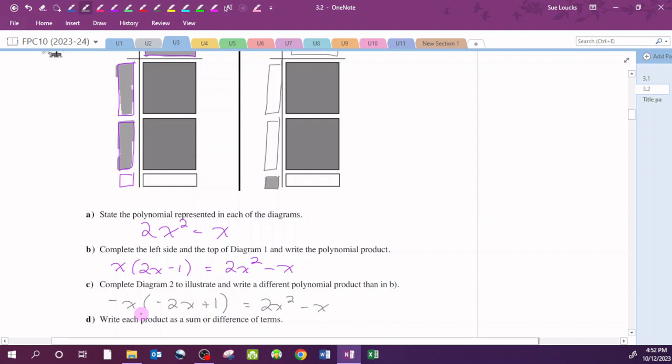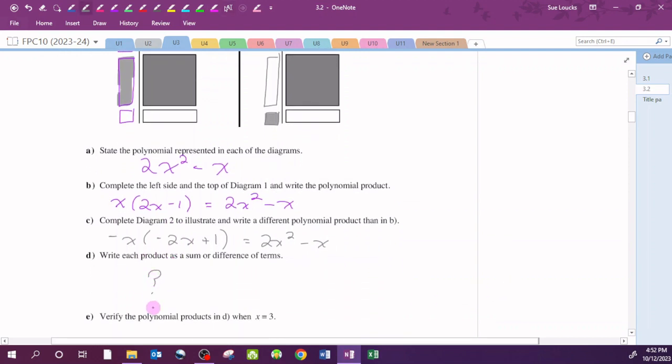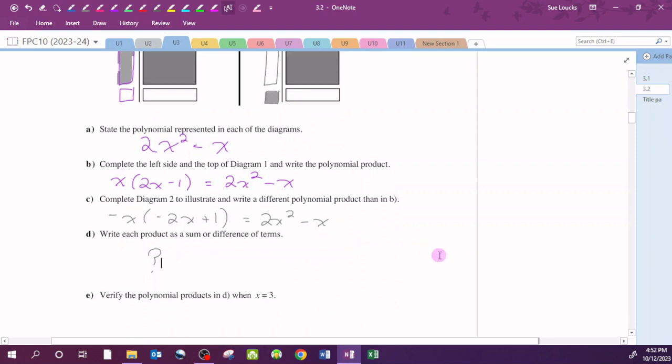And then this question here where it says write each as a sum or difference of terms, I have no idea what they mean when they do that, so we're just not going to worry about it. Okay, and now we're going to verify these equations when x equals 3.